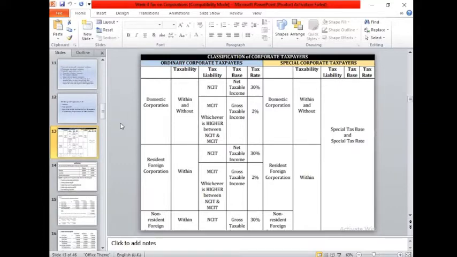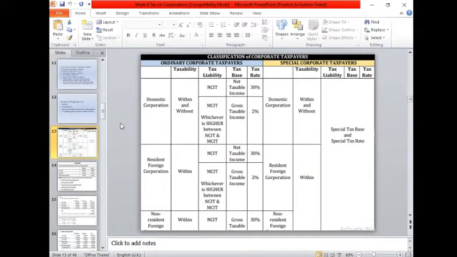Okay, so when we say foreign corporation, their business operates under the law of their own country, while also being a corporation based in the Philippines. Of course, they earn income in the Philippines, and whatever income they earn in the Philippines is subject to Philippine corporate tax, okay? Whatever income they earn in their home country is not subject to Philippine corporate tax, only the income earned in the Philippines.